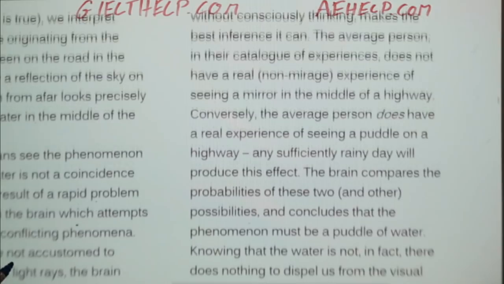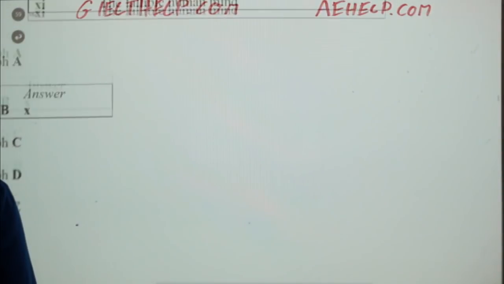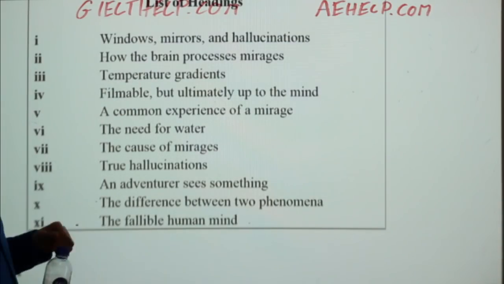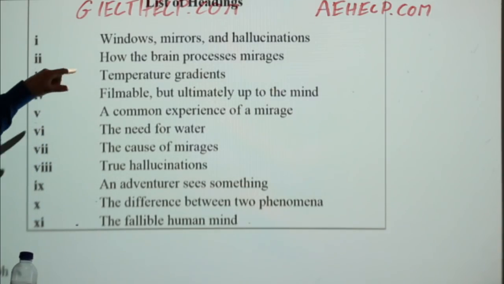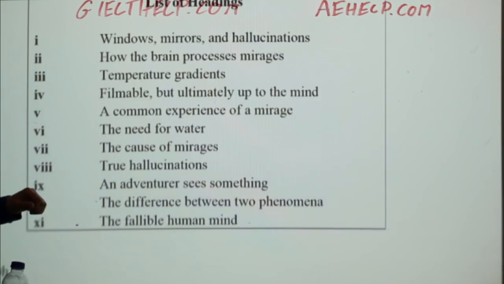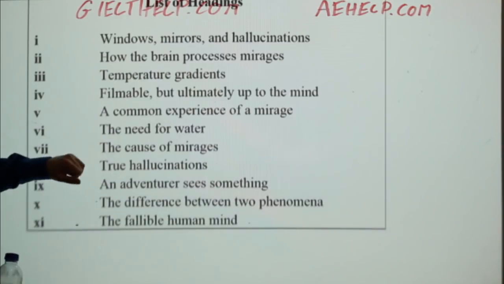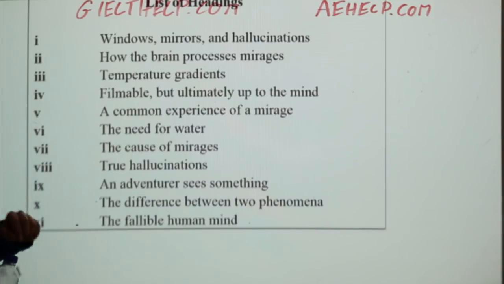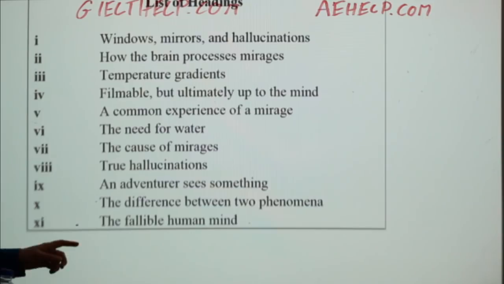Let's see if we can find the list of headings that matches with that answer. Windows, mirrors, and hallucinations, those are details. Hopefully you're not picking that one. Even though you see those words in the paragraph, I hope you don't get that one. How the brain processes mirages, suspicious. Temperature gradients, filmable but common experience. We know that's crossed out. We've given that answer. The need for water, the cause of, we crossed that one out. True hallucinations and adventure, we've crossed that one out. The difference between two, we've crossed that one out.